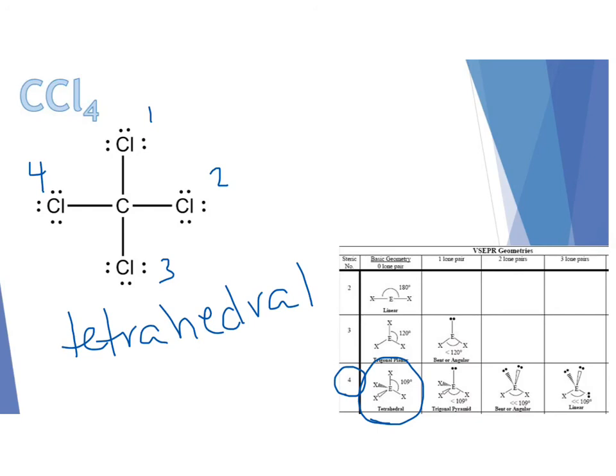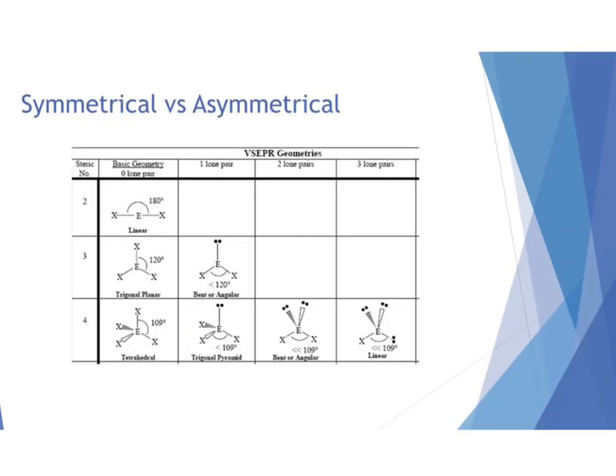If you still need assistance with determining shapes or looking at Lewis structures, ask your teacher if you can use a model kit in class. Just before we finish this video, let's discuss symmetrical versus asymmetrical, because this is going to be important for future lessons. We consider a molecule symmetrical if it falls in this category.